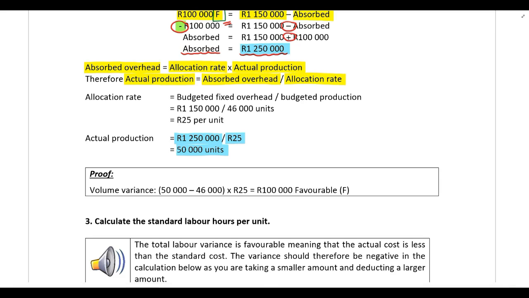And guys, you can test the logic. If you want to now calculate this absorbed overhead, the absorbed overhead is the allocation rate of 25 Rand per unit multiplied by actual production, which is 50,000 units, and that gives you an absorbed cost of 1,250,000 Rand. Also, if you want to prove the calculation of the volume variance, remember the volume variance is the difference between what they actually produced and what they budgeted to produce. So we've calculated actual production to be 50,000 units.